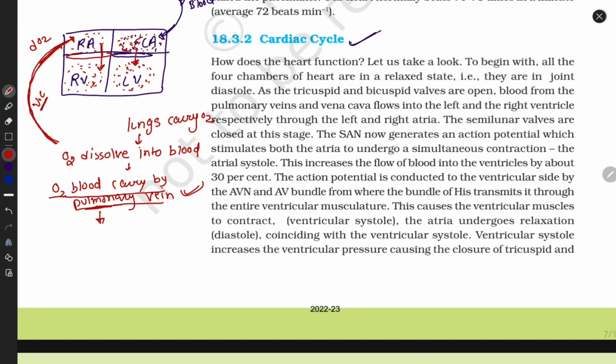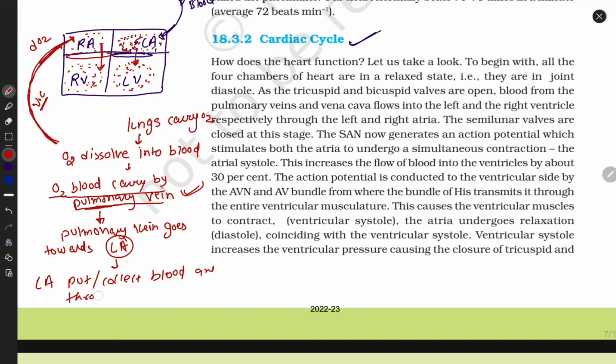Now what happened next? The pulmonary vein goes towards the left atrium. The left atrium collects the blood that comes through the pulmonary vein. Next, what happened next?